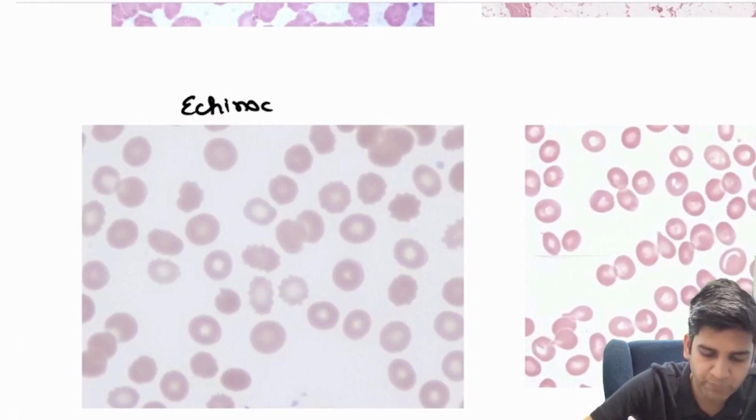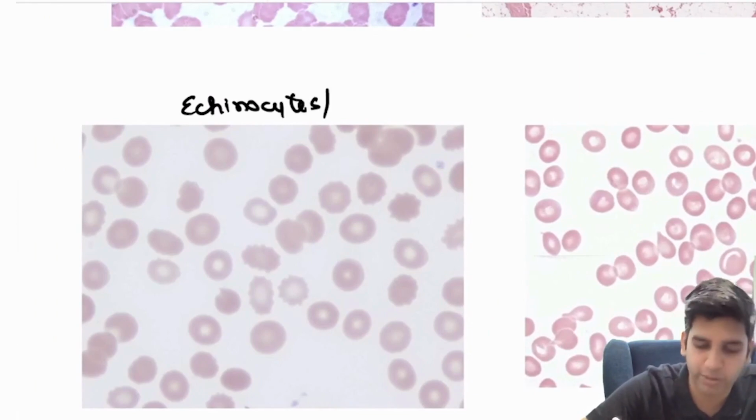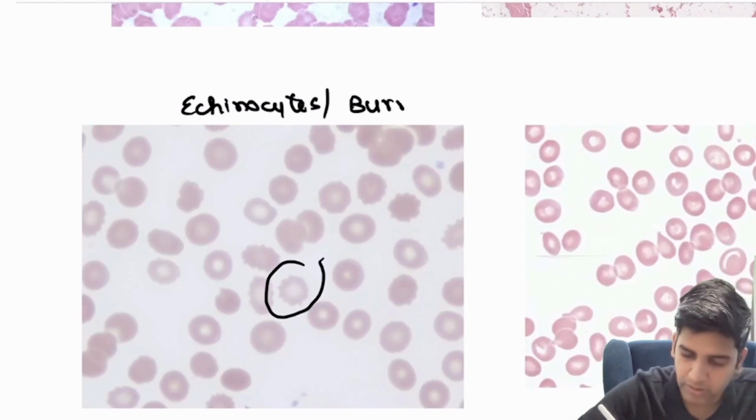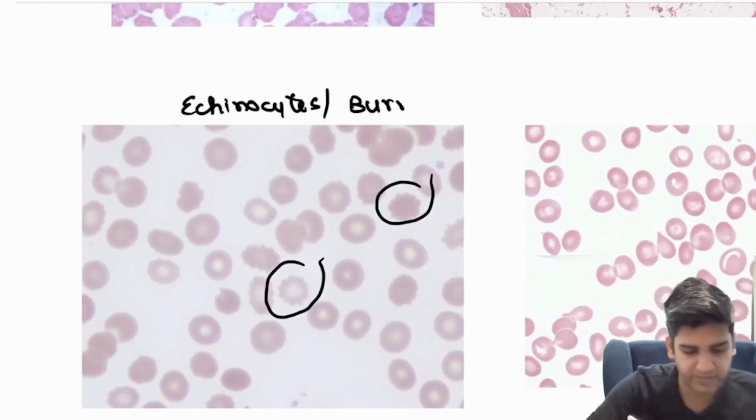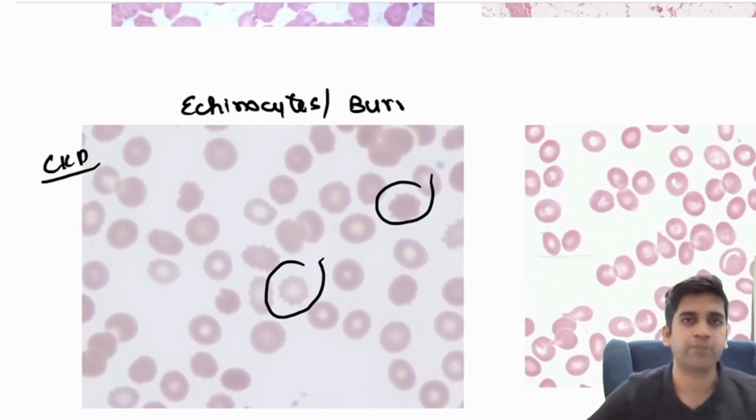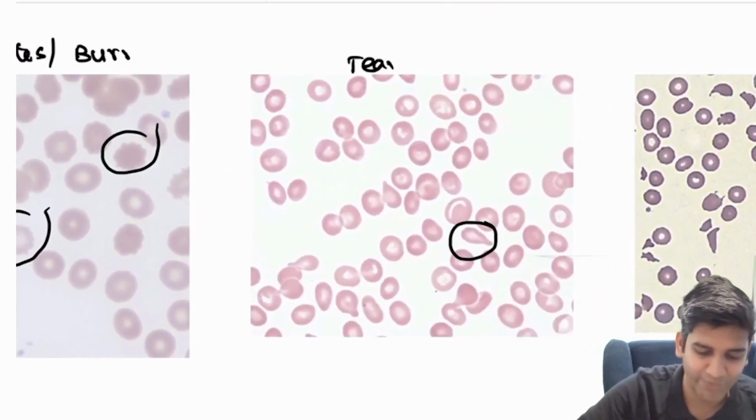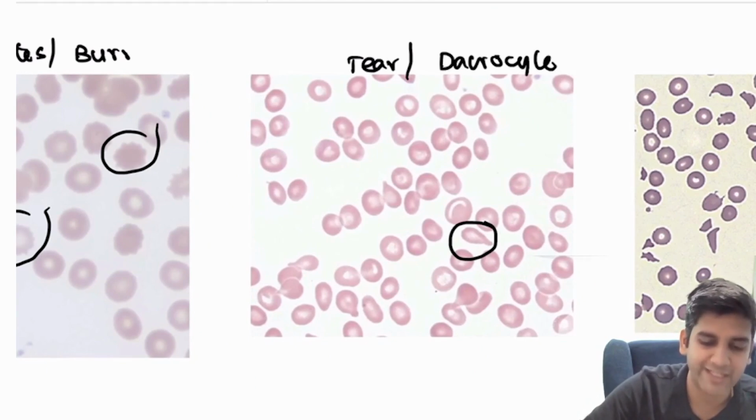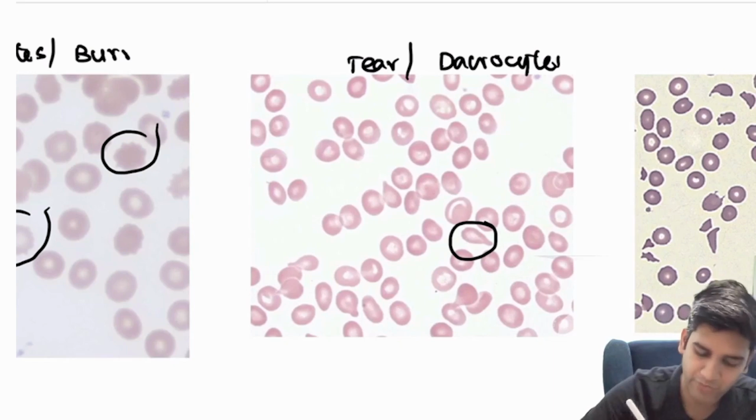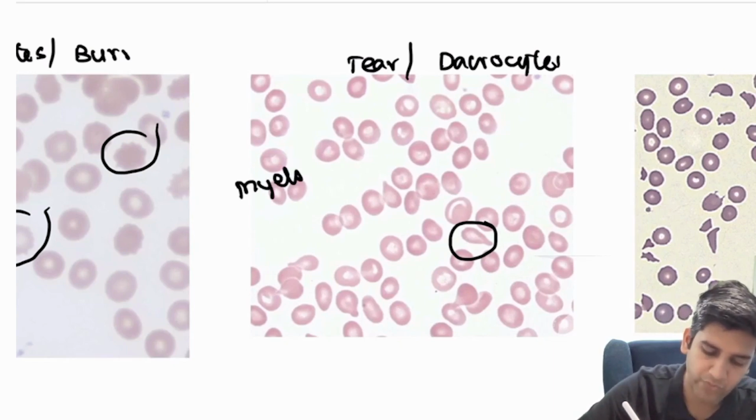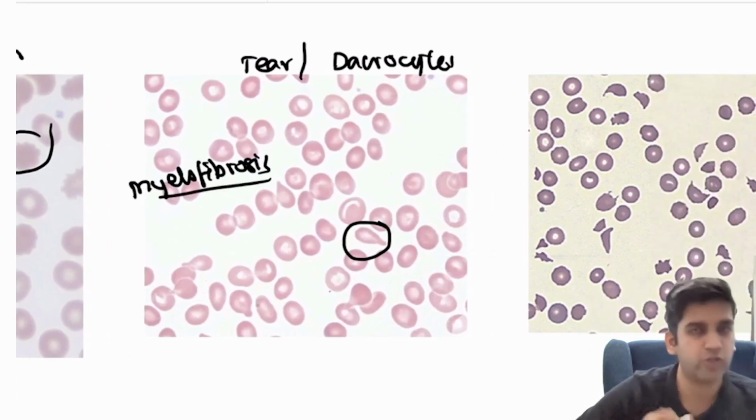This echinocyte looks like a porcupine, a sea porcupine. That's called an echinocyte, or we call it a burr cell. Very regular blunt spikes. Classical finding of CKD. Uremia and CKD, you can classically see this, right? Okay, this is also a classical finding. Teardrop cells, dacrocytes, like a teardrop. You see them in myelofibrosis. You see them in classical patients with myelofibrosis, right?